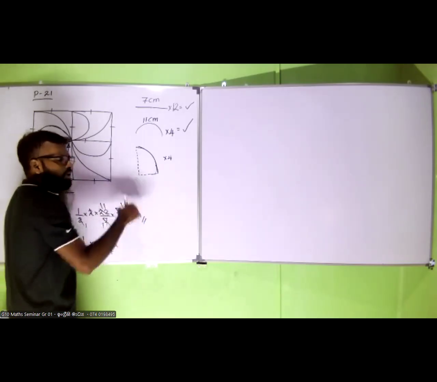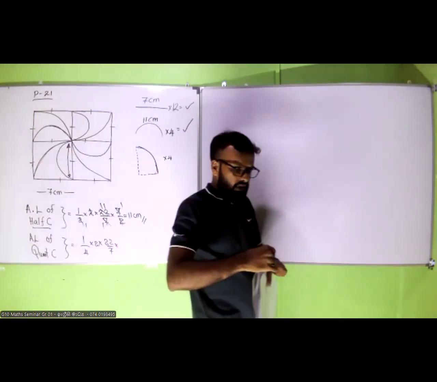Right? What is the radius of that part of circle? Can anyone tell me? What is the radius of the part of circle? 3.5. No. Then 7 centimeters. Yes, super.